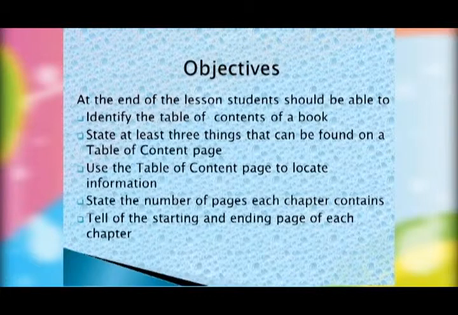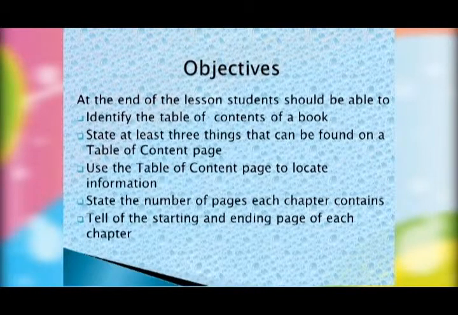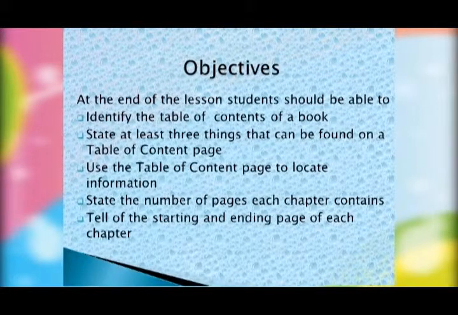At the end of the lesson, students should be able to identify the table of contents of a book, state at least 3 things that can be found on the table of contents page, use the table of content page to locate information, state the number of pages each chapter contains, and tell of the starting and ending page of each chapter. The table of contents page might appear in 2 ways.